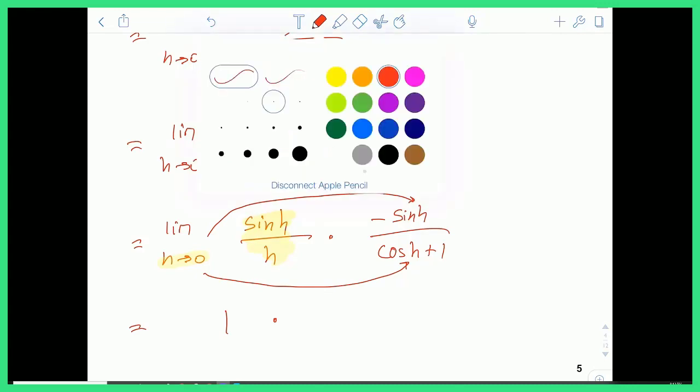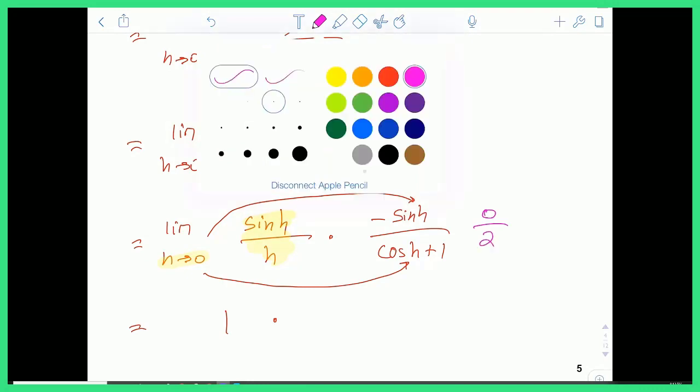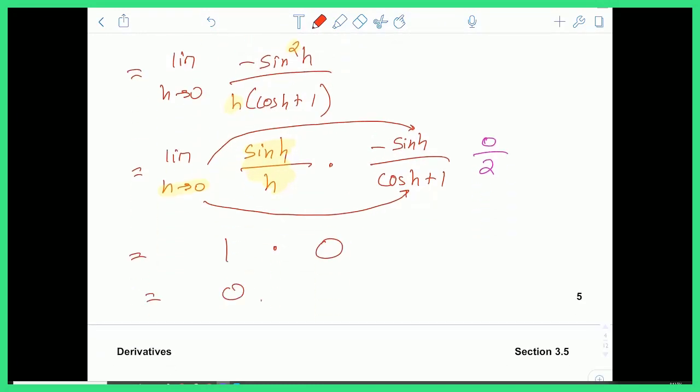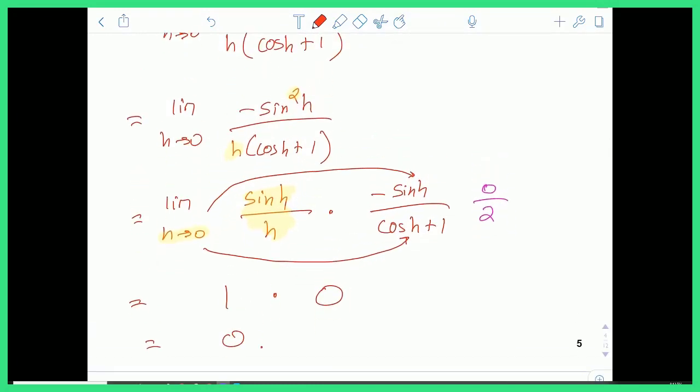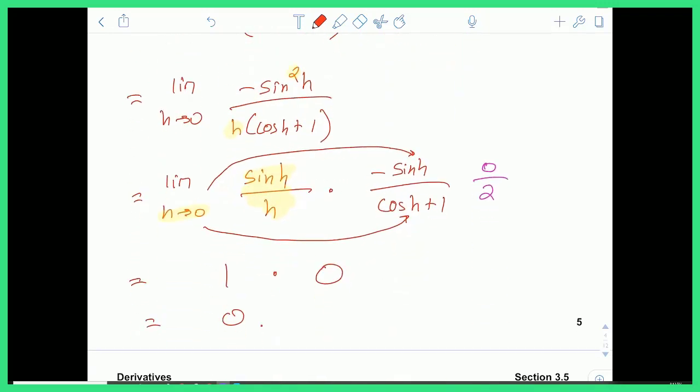And I get the numerator, if I plug a 0 in, I get 0. In the denominator, if I plug a 0 in, cosine of 0 is 1, plus 1 is 2. 0 divided by 2 is 0. So I know that the limit itself is equal to 0. Okay? So from now on, we can use the piece of information that we just proved. The limit as h approaches 0 of cosine h minus 1 over h is equal to 0. Okay?